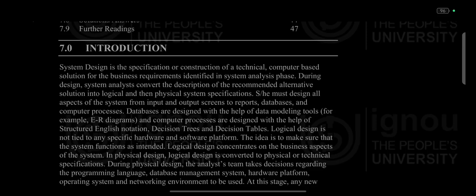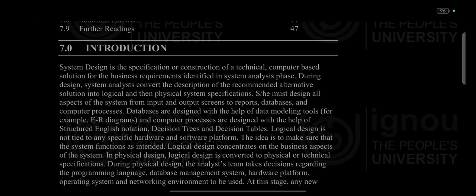For example, ER diagrams, and computer processes are designed with the help of structured English notation, decision trees, and decision tables. Logical design is not tied to any specific hardware and software platform. The idea is to make sure that the system functions as intended. Logical design concentrates on the business aspects of the system.